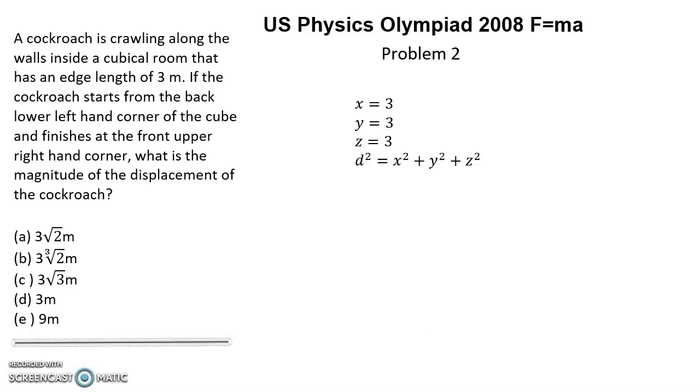So we have d squared equals x squared plus y squared plus z squared. It means that d equals 3 root over 3. So the answer is 3 root 3, which is C, the correct answer.